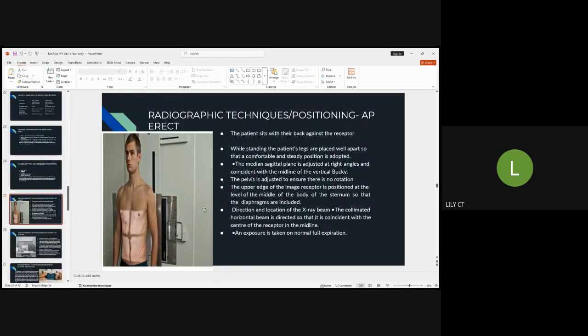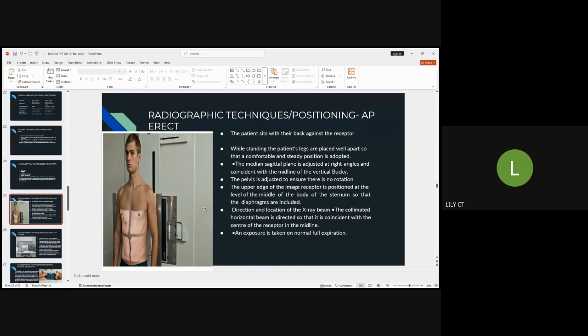Radiographic technique, AP erect. The patient stands with their back against the image receptor. While standing, the patient's legs are placed well apart so that a comfortable and steady position is adopted. The median sagittal plane is adjusted to right angles and coincides with the midline of the body. The pelvis is adjusted to ensure that there is no rotation. The upper end of the image receptor is positioned at the level of the middle body of the sternum so that the diaphragms can be radiographed.